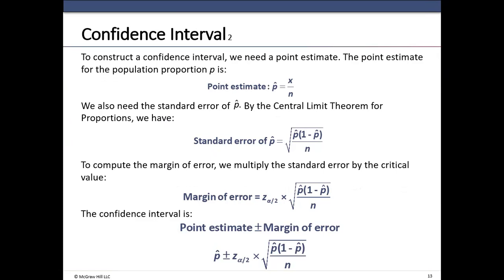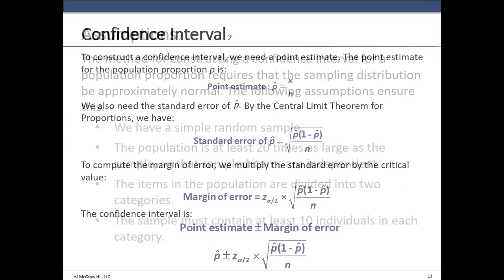So confidence interval is given as point estimate, which is P hat value, plus minus margin of error, which is the critical value of Z, times the standard error of the sampling distribution of P hat.